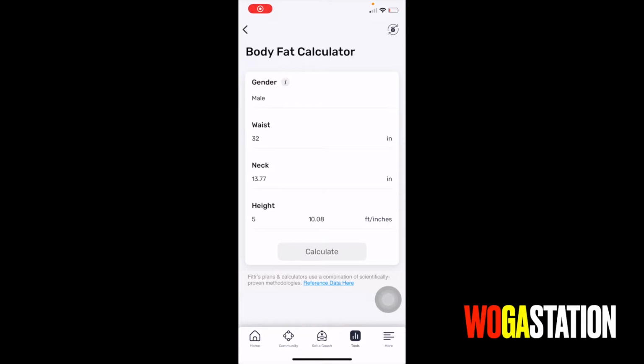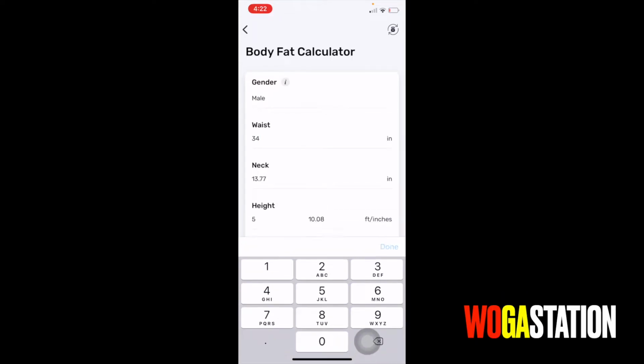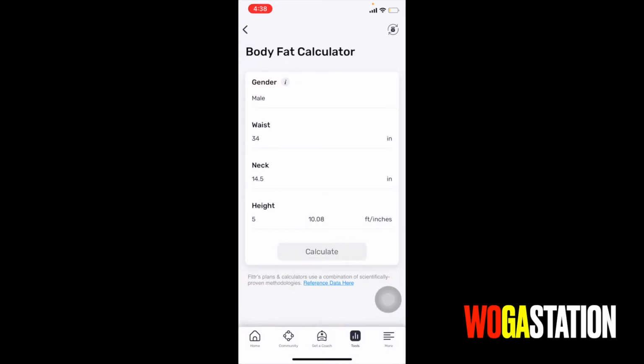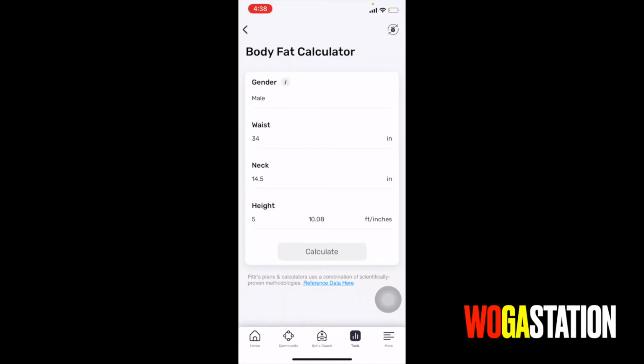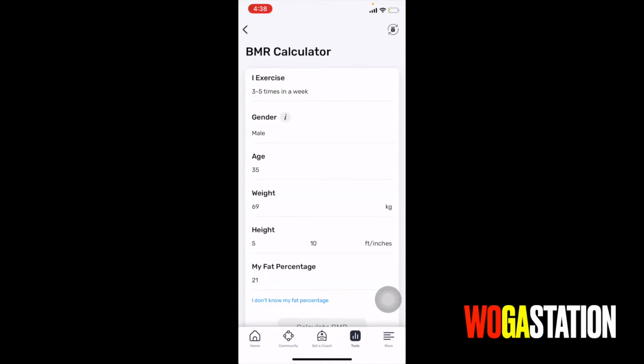So right now we are in the body fat calculator section, and I'm going to put in my waist here right now, which is about 34, my neck, which is 14.5, my height is correct, and that means my body fat percentage is 18.45%. Great. Now, so we've got the body fat. The second step for us is to know the BMR. Now here we go. So I am exercising 3 to 5 times a week. Age is male.